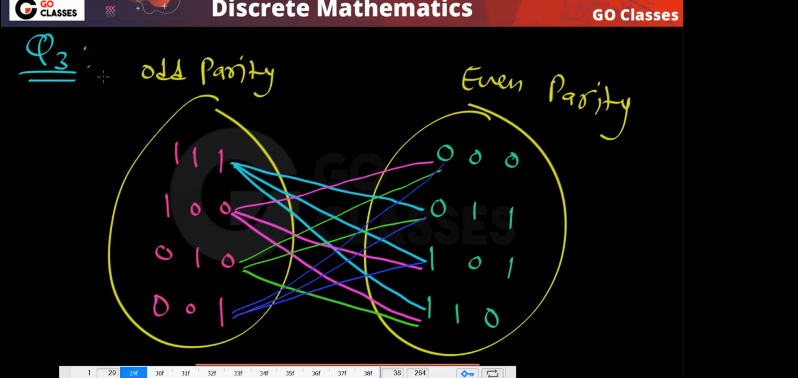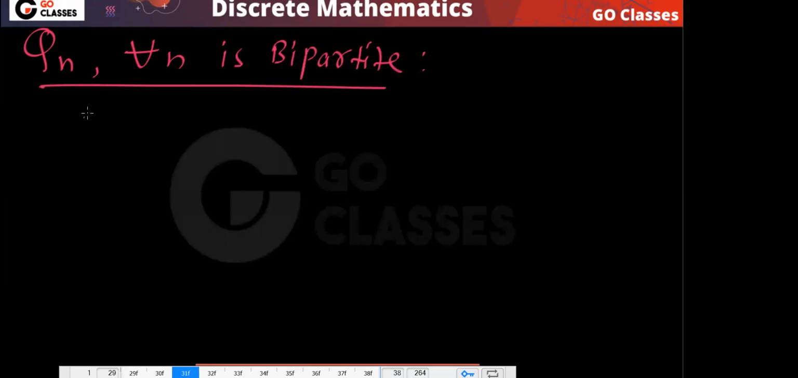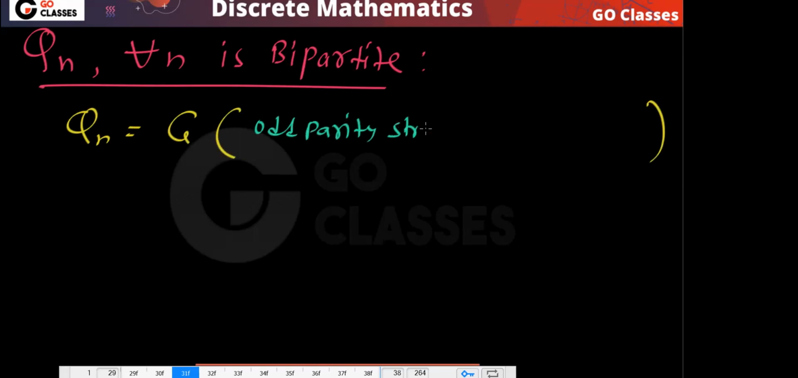So remember, hypercube graphs are bipartite. Why are they bipartite? Because all the odd parity strings you can put in one part, and all the even parity strings you can put in another part, whatever hypercube graph you take. So this is the idea. I hope this is clear. So remember, Q n for all n is bipartite. And for the partition of this Q n, you can put odd parity strings in one part and even parity strings in another part.